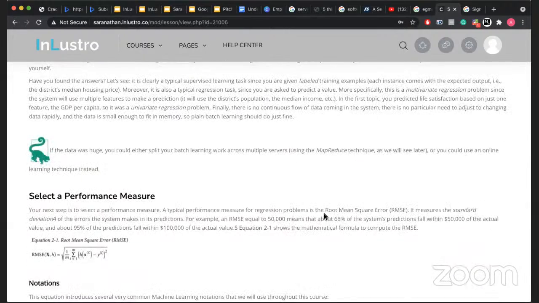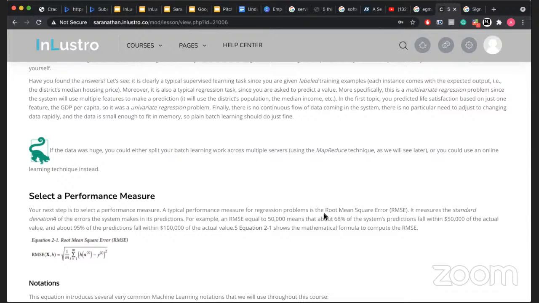If the data is huge, what you could do is you either split your batch learning work across multiple servers, right? You have the MapReduce technique, which you'll see in subsequent units, or you could use an online learning technique, as you remember from the chapter.